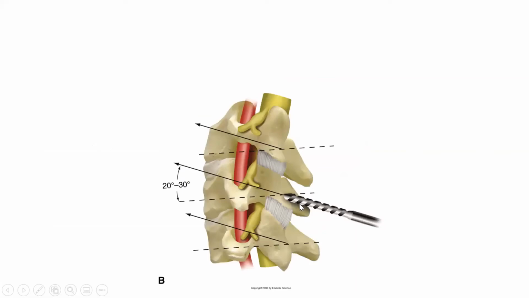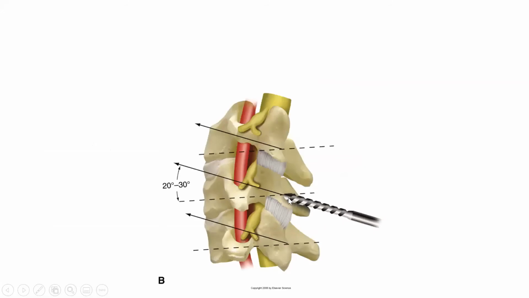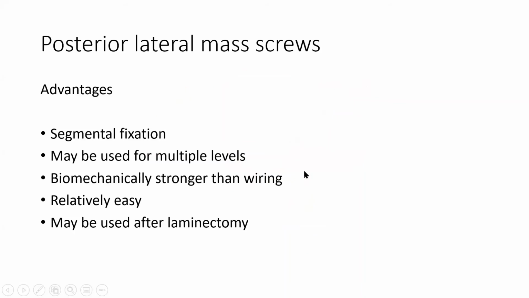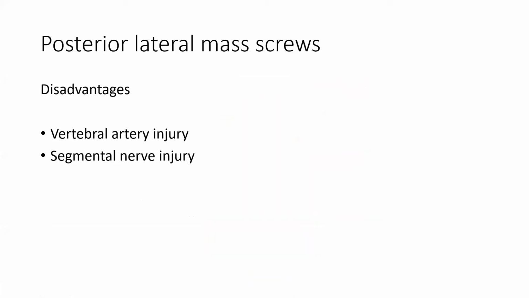So there's different techniques. This is where the screw goes. Obviously, if you're not diverging enough, you may go too straight and enter the vertebral artery foramen here. Or if a screw goes too far anteriorly, the cervical nerve root runs out here, you can hit the nerve root. So there's a couple of complications there, but it's a very easy technique, and you actually can do it without screening. I very rarely screen while I'm doing it. So the disadvantage is your vertebral artery injury and segmental nerve injury.